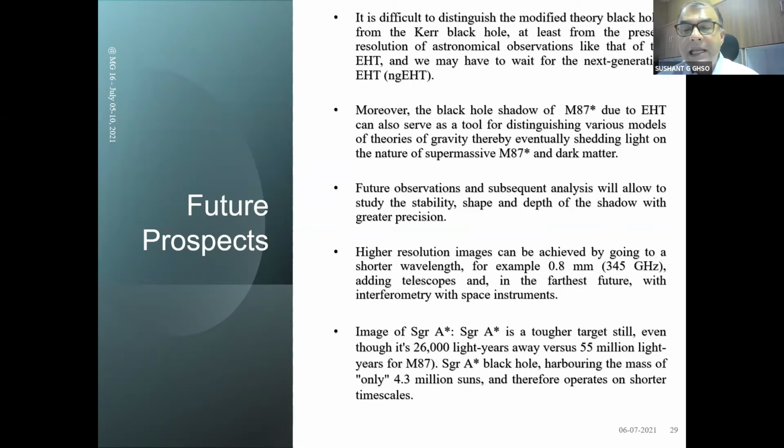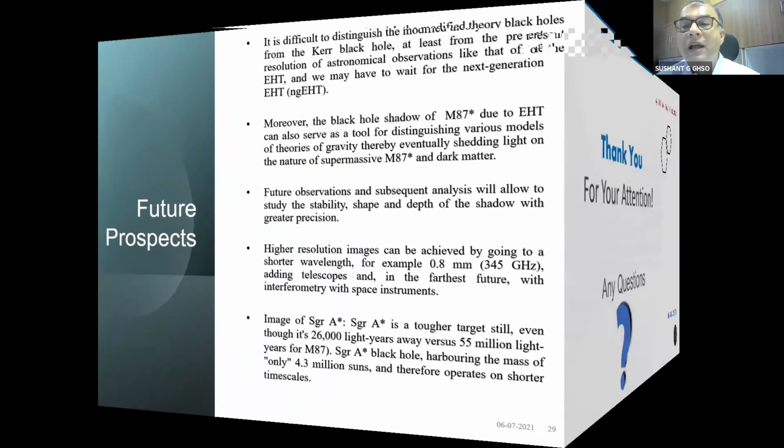Now, lastly, Sagittarius A star. We are waiting for the Sagittarius A star. Sagittarius A star is a tougher target, even though it is only 26,000 light years away, versus M87 at 55 million light years away. The Sagittarius A star black hole harbors a mass of only 4.3 million suns, and therefore operates on a much shorter time scale, and maybe that's why it is difficult to observe.